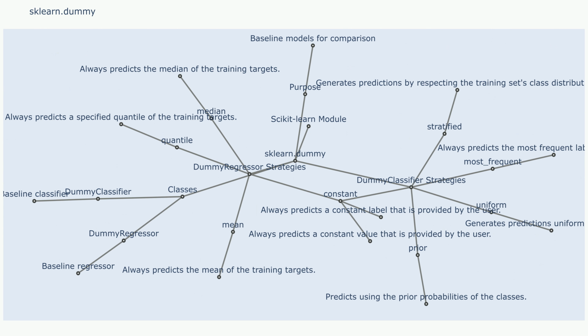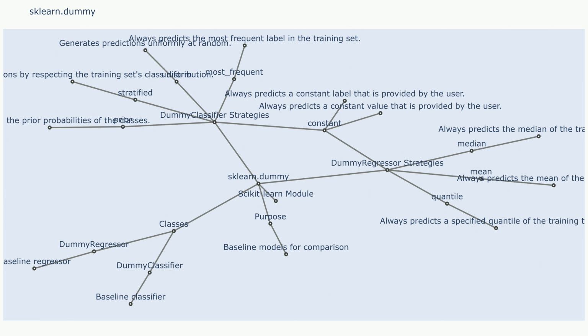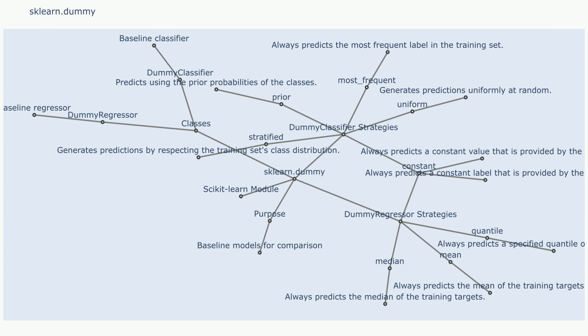Stratified. This strategy is used for classification problems. It predicts the most frequent class in the training data. This is particularly useful for evaluating imbalanced datasets where a simple majority class prediction might be misleading.